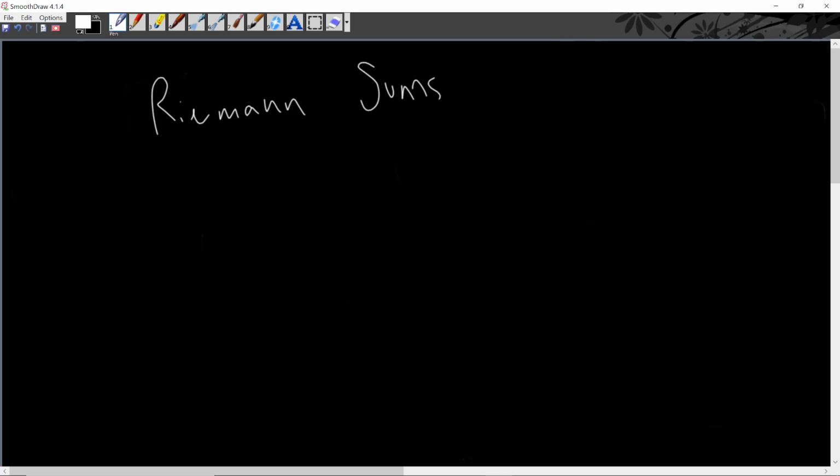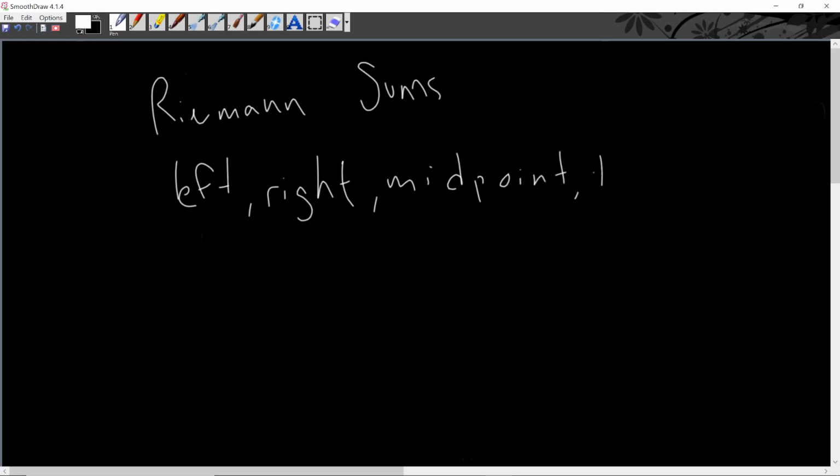There are several types of sums. There are left, right, midpoint, and then trapezoidal. I think for our purposes, that will be more than enough. There might be some super obscure sum, which you can comment down below, tell me about it. But for our purposes, we're only going to need to know these four. And it's kind of what it sounds like.